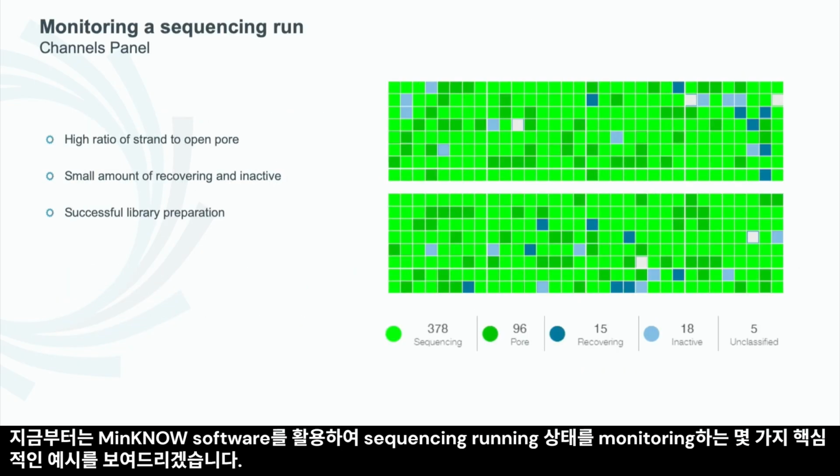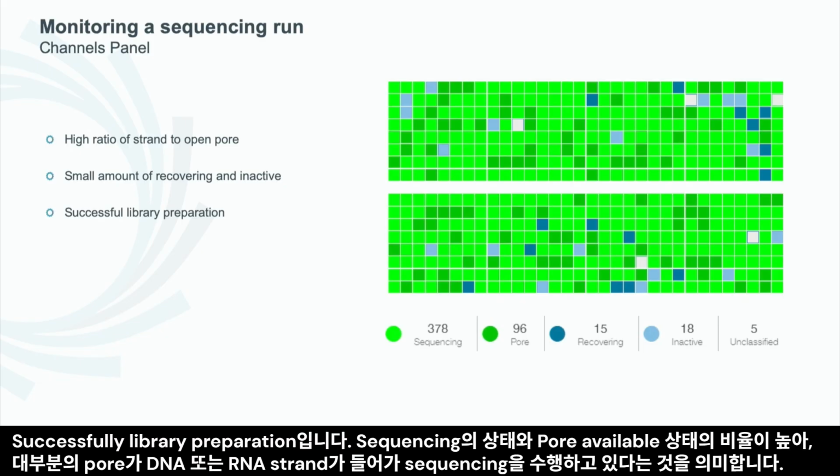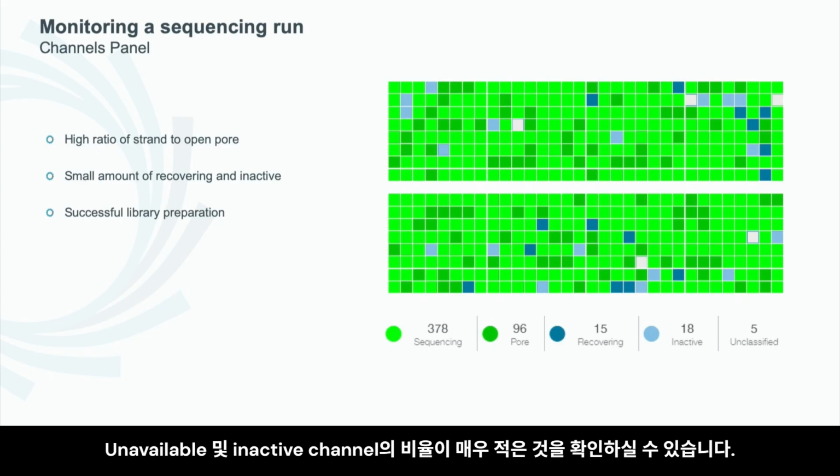I will now go through a few key examples on monitoring your library's performance using Minnow. In this first example, the channels panel shows a high ratio of sequencing to pore, indicating that the majority of pores are capturing and sequencing. There is a very small amount of recovering and inactive channels, indicating a successful library preparation.